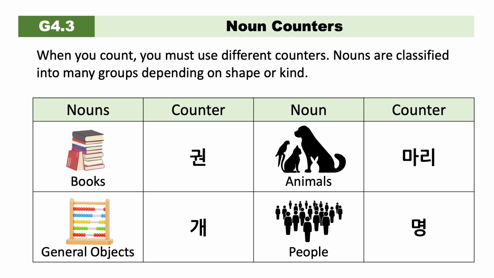When you count, you must use different counters. Nouns are classified into many groups depending on shape or kind. The counter for books is 권. The counter for animals is 마리. The counter for general objects is 개. The counter for people is 명.